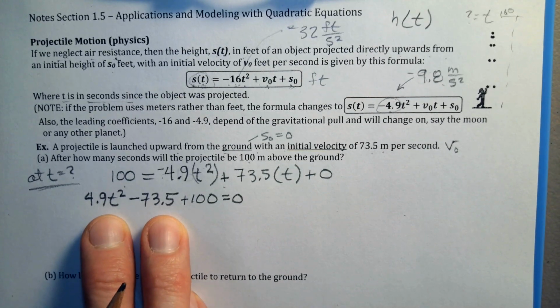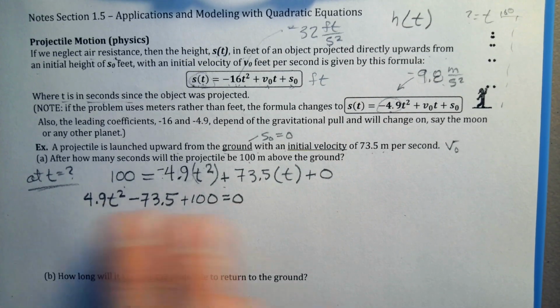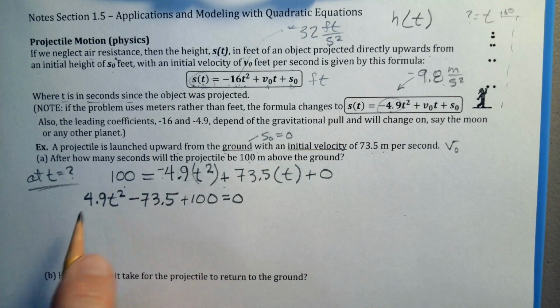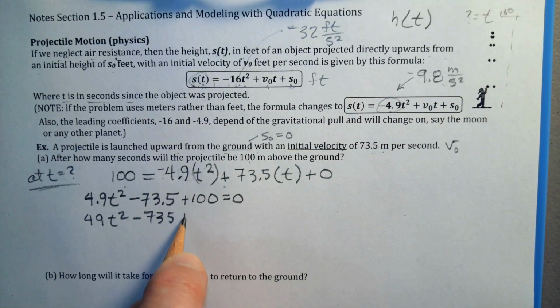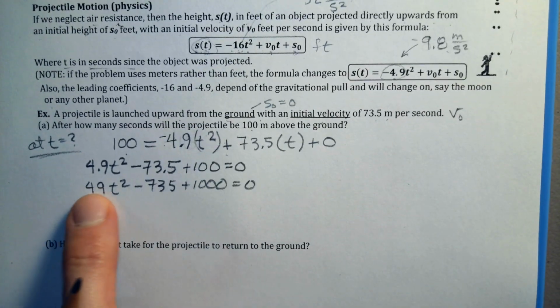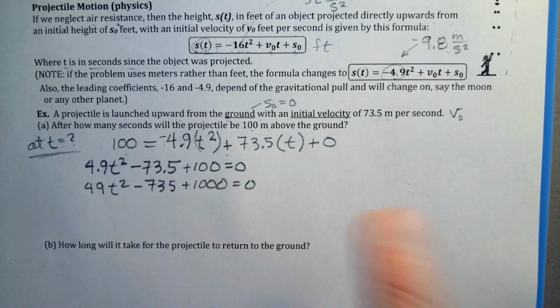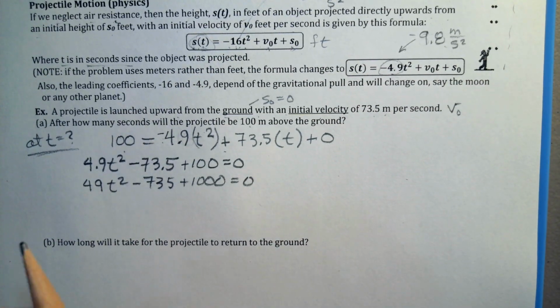These have decimals, so maybe it'd be nice if we multiplied through by 10. Sometimes that's helpful. I don't know. Let's try it. 49t squared minus 735t plus 1,000 equals 0. I don't think all these things are divisible by 49. If they were, it'd be nice. We could divide through by 49, but I don't think that's going to help. Certainly 1,000 is not divisible by 49. So, this is not factorable. In this case, we're going to get a decimal approximation as an answer. So let's go ahead and just use the quadratic formula.